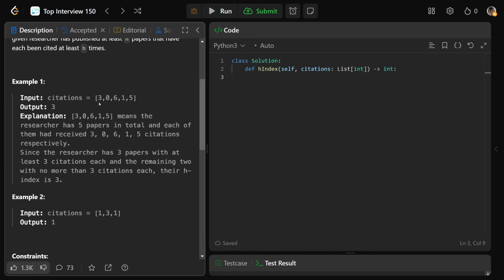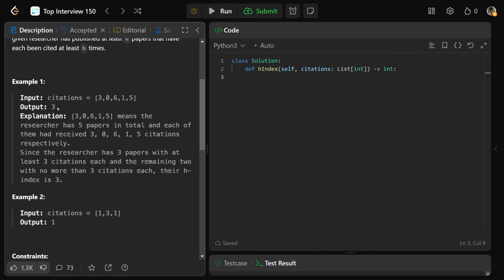If our list of papers is 3, 0, 6, 1, 5, that means this paper was cited 3 times, this one was not cited at all, this was cited 6 times, this was cited once, and this one was cited 5. So again, we have 5 papers, and these were the number of citations for each of those papers.